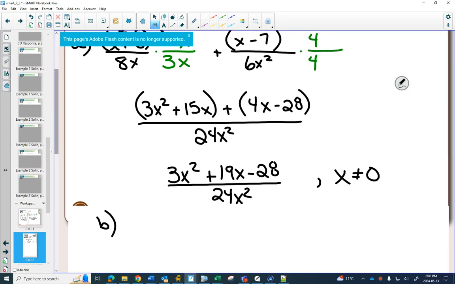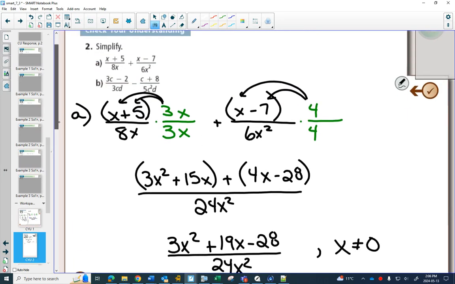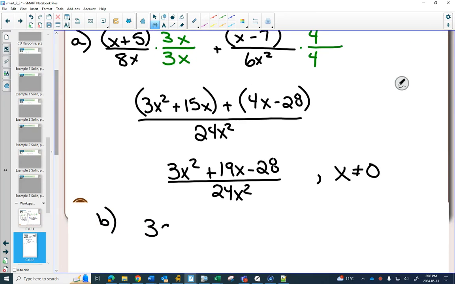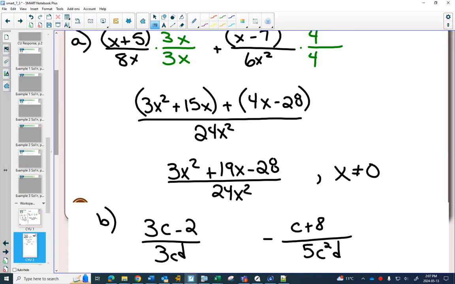I'm going to rewrite B and leave some space. So I have 3c minus 2 all over 3c, minus, oh, I said I'd leave some space, so I better leave some space. Minus, and the second one is c plus 8, all over 5c squared d. So again, I'm going to put these in brackets to say these are binomials, they would get grouped together.